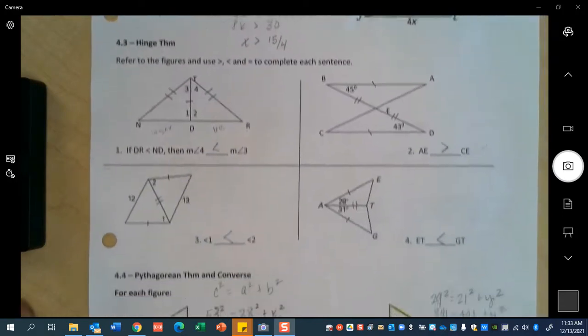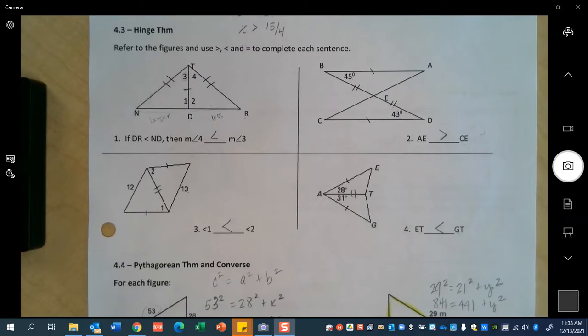My hinge theorem, real quick. Just keep in mind you have two sides of two triangles, two corresponding sides of two triangles that are equal to each other. The size of the angle and the size of the side opposite have that relationship. Larger side, larger angle, larger side.